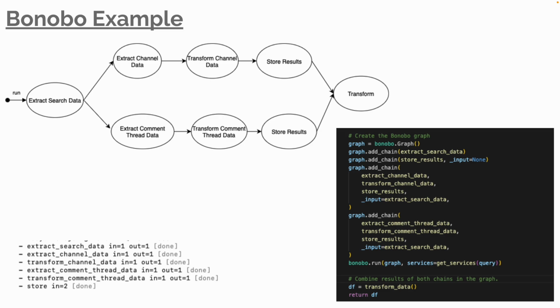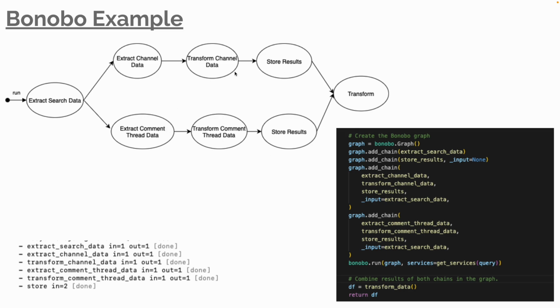Here's an example. This is the example of the tool that we use. So we basically grab search data. From that, we grab channel IDs that we use to look at channel information. We also grab comment threads from the search string for the videos we get back. We grab the comment threads and do sentiment analysis on them. So both of these things, right, they execute.